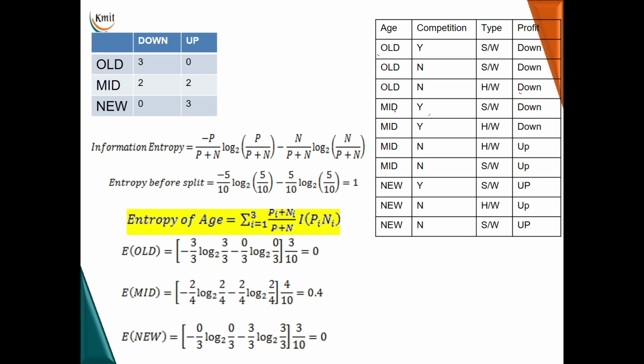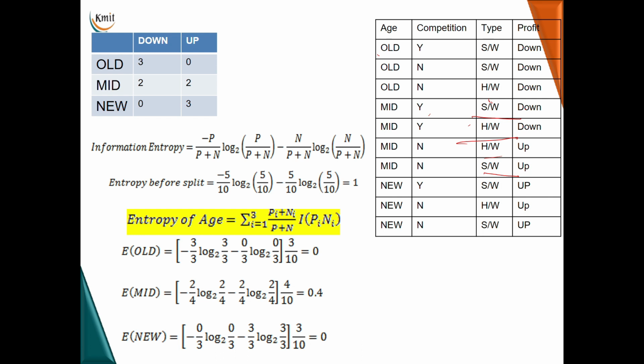Coming to the next one, that is middle. In middle, how many downs do you have? Here 1 down, here 1 down, 2. How many ups? Here 2, here 2. Totally you have 2 ups and 2 downs. You can see towards the left, 2 ups and 2 downs.